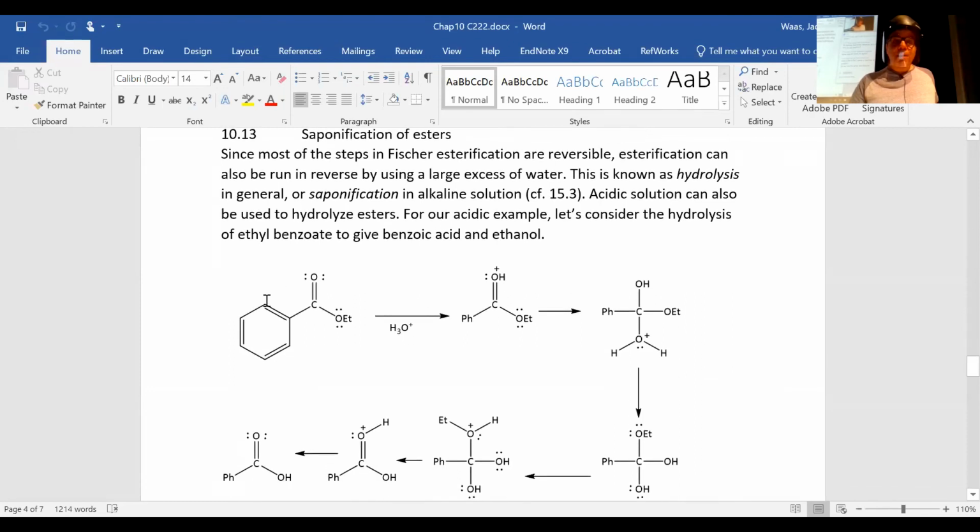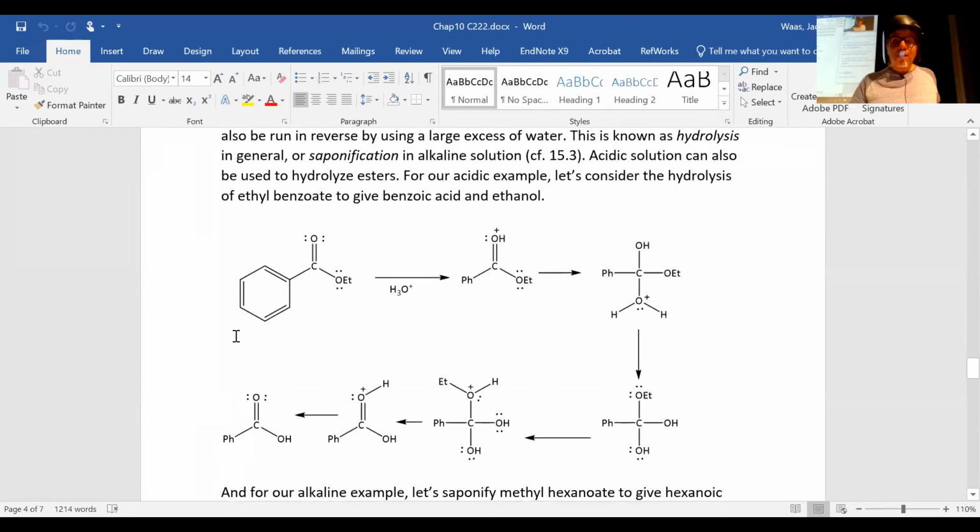Yes, okay, so here you go. Here's our ethyl benzoate that we just made a moment ago. I want to go through the 2 different mechanisms, one in acid and one in base, and I think you'll see some interesting differences between them. And again, the way we know that this is different from the Fischer esterification is because there's lots and lots of water around. Remember that H3O plus implies that water is present.